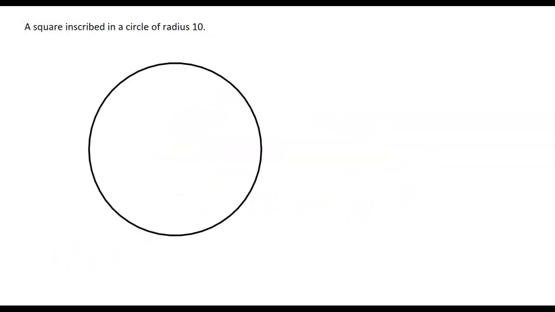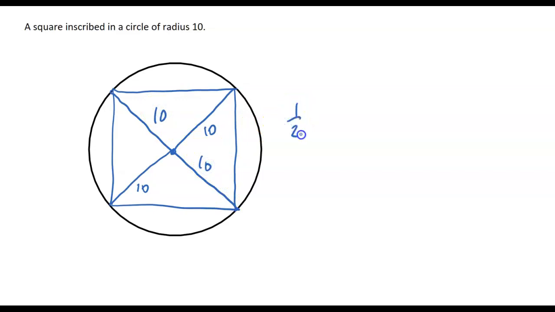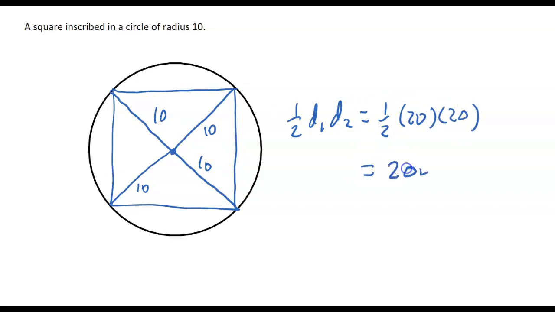All right, how about this one? We have a square inscribed in a circle of radius 10. So I'm going to draw my square here. Now the radius is not that, because a radius has to go from a center all the way out to the circle, so we can't use that, but we can draw it out that way. So that's 10, and that's also 10. Hey, a square is a special case of a rhombus, right? And so I'm going to use the 1/2 d1 d2, the rhombus area formula. Each diagonal is 20, so this is half of 20 times 20, which is going to give us 200.